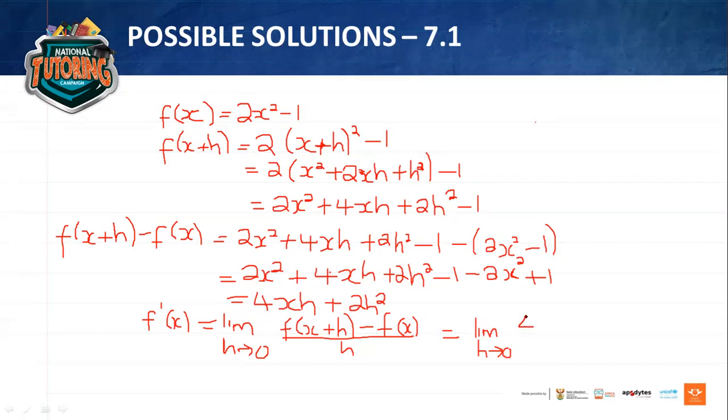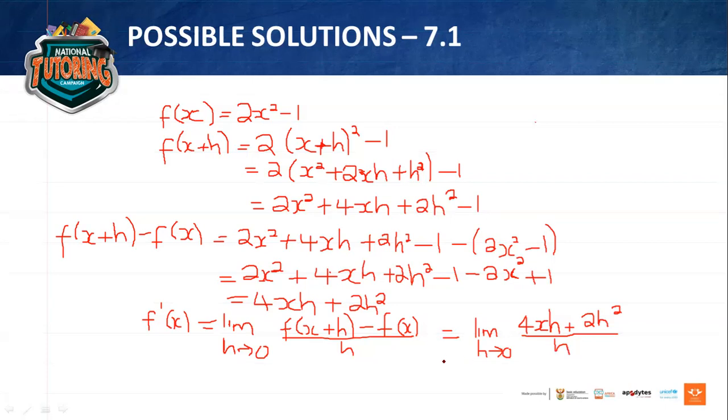We determined it to be 4xh minus 2h squared. Okay, it's plus rather. After we have this one, now we have to divide everything by h. It said everything should be divided by h, so you divide everything by h.